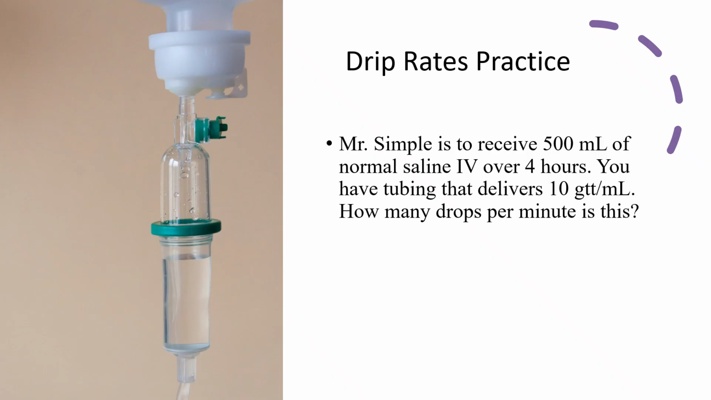Because this is macro drip tubing, 10 drops per mil, the number should look reasonable and not be extremely high, like 125 like you just had. Micro drips will have higher drip rate numbers. Macro drips are going to have smaller numbers.